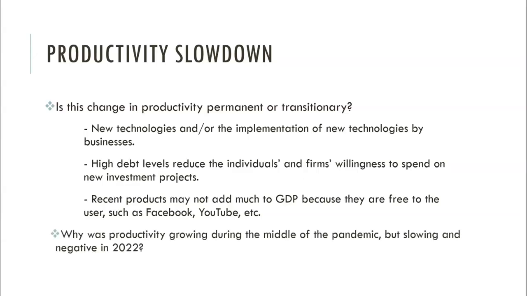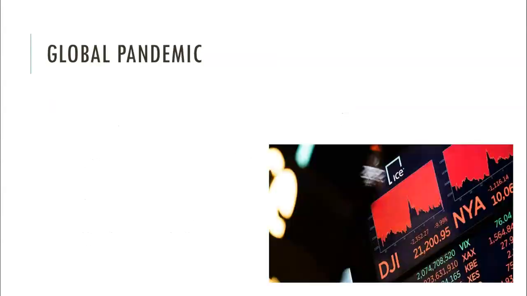So why was productivity growing during the middle of the pandemic, but slowing and even negative in 2022? I think this is an interesting topic that I highly recommend you look into, and consider what the productivity rate or growth rate is today. How have things changed? What things became permanent after the pandemic and may have permanently increased or improved productivity, and what things were just temporary?